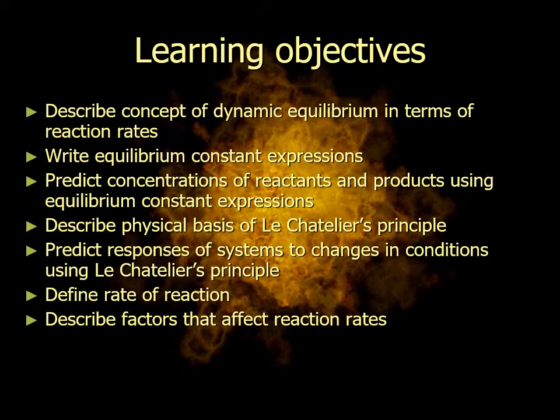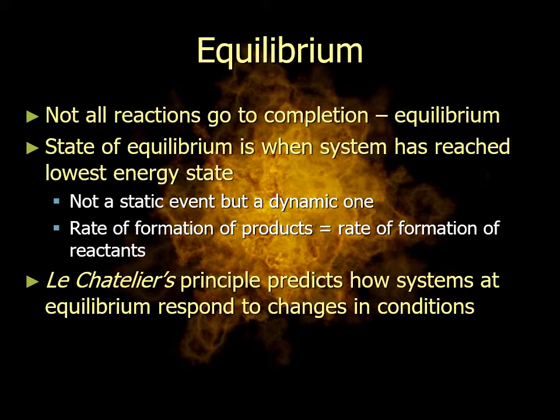And then the last part we'll look briefly at some aspects of rates of reaction, what a rate of reaction is, and briefly describe the factors that affect it. So equilibrium. In some cases, you mix the reactants together and they turn completely into products. If you think about burning natural gas on a stove or a furnace, all the products become carbon dioxide and water. But that's not always the case.